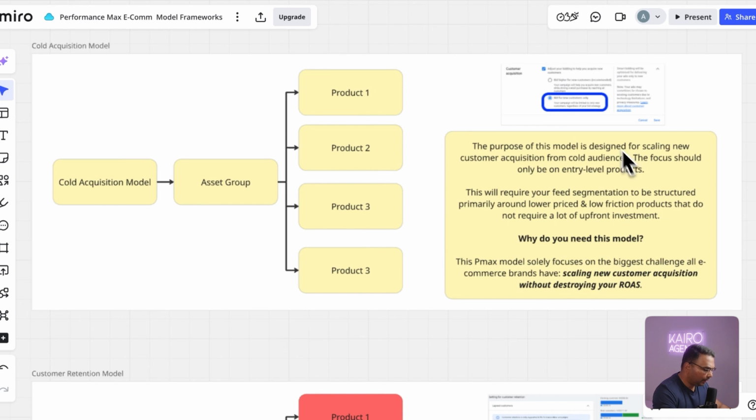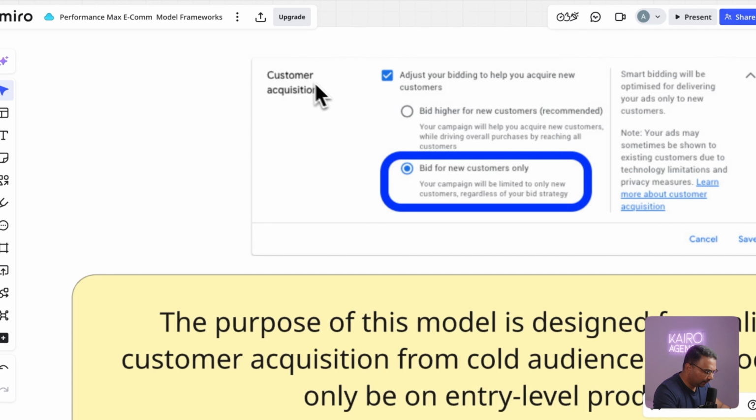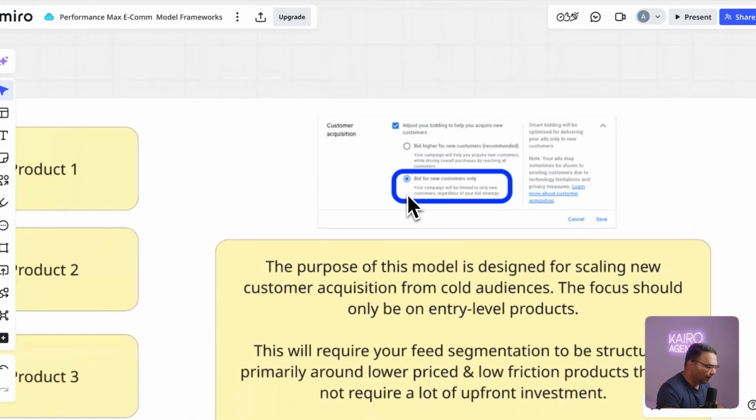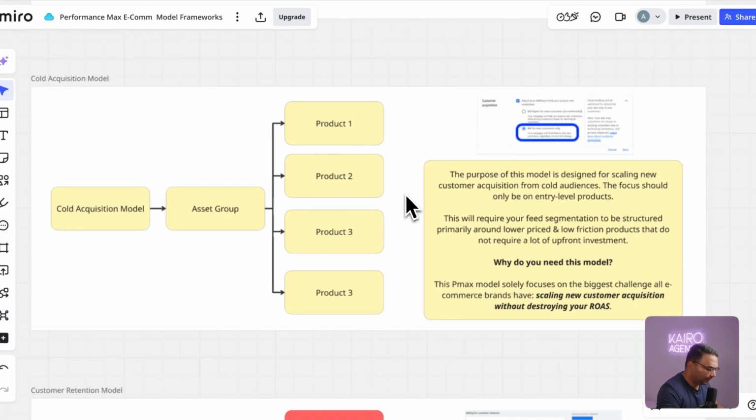I highly recommend you do. Now, the way that you can really structure this is super simple. All you need to do is go into your campaign settings, go to the customer acquisition section, and all you want to do is click on this option here, which is bid for new customers only. What this is going to do is just only target new customers, so anyone who's never bought from you before. And again, it's a great way of just really bringing in a new influx of traffic that is going to convert into customers and bring in a new wave of repeat business, which most ecom stores are set up to do, especially nowadays. So highly recommend you do this. Now, again, why do you need this model?